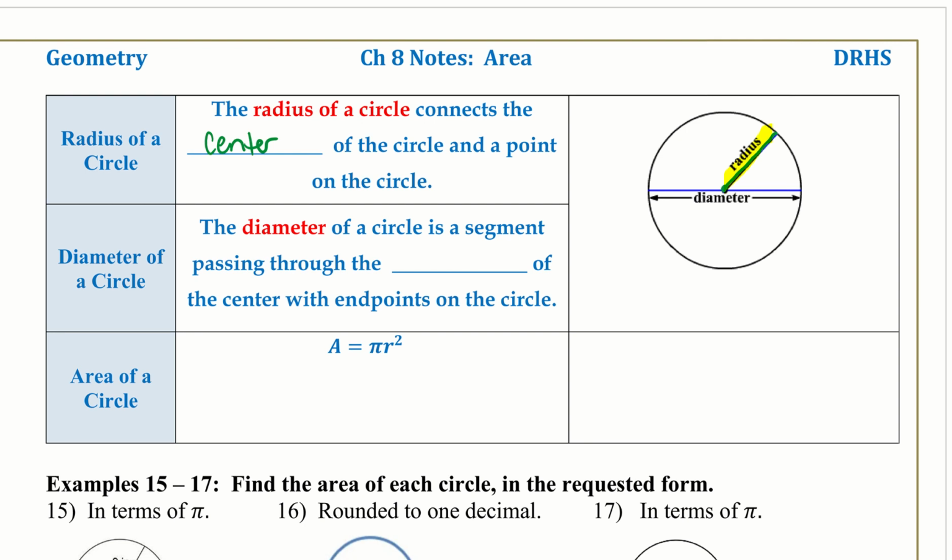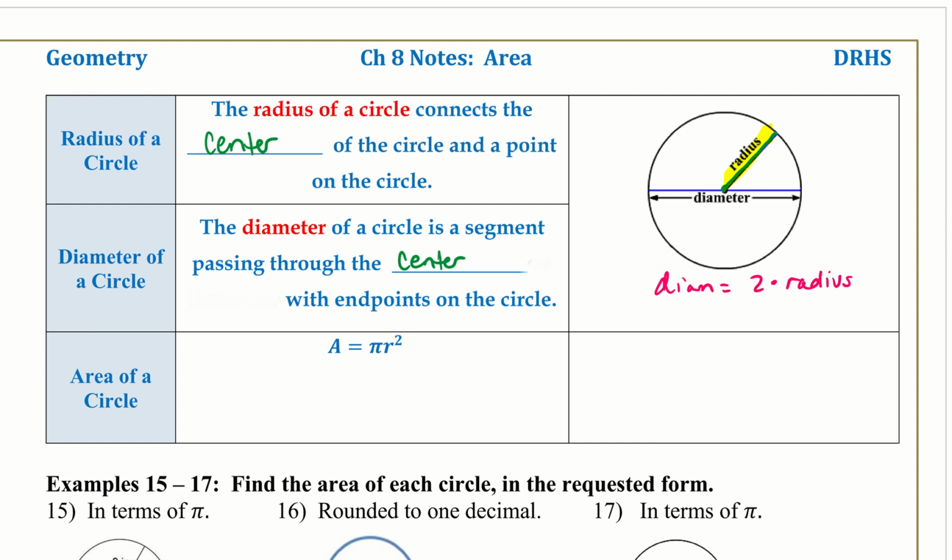A diameter, instead of going halfway through the circle, will go all the way through. It'll still pass through the center. The diameter of a circle is a segment passing through the center, and then it has the endpoints on the circle. This really was just a little repeat of what we were putting in the blank. Now, the relationship between the diameter and the radius is that the diameter is twice a radius. A radius is only going halfway through the circle. The diameter is going fully through the circle. So there's a nice relationship there.